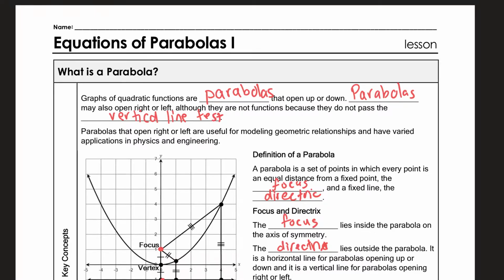So in other words, equidistant means they're the same distance from this point to the focus and from this point to the directrix. So they're equidistant.